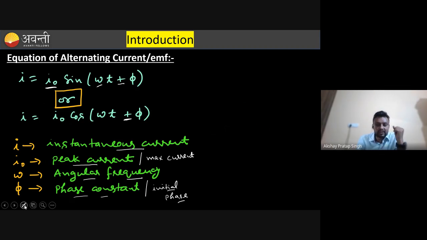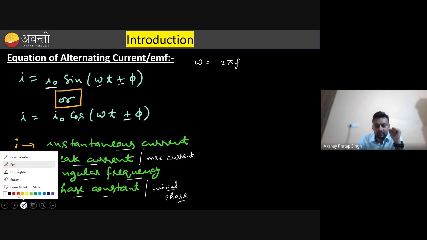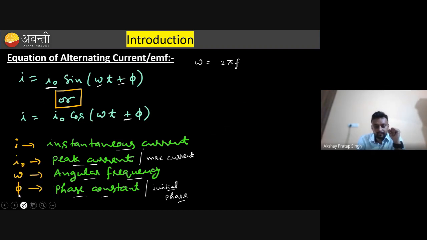Now a few relations that you should remember. Omega equals 2 pi f. Omega is the angular frequency, and f is your normal frequency. This is one relation that you should remember all the time. It is going to be used very widely in this chapter. Now everybody knows that frequency is the reciprocal of time period, or time period is the reciprocal of frequency.